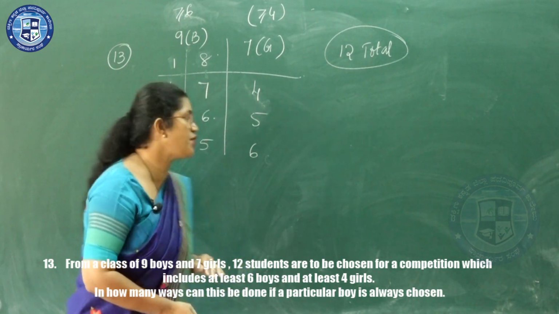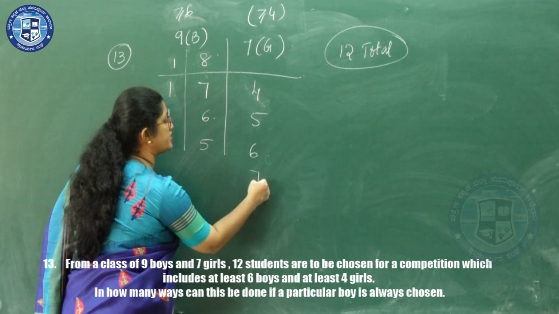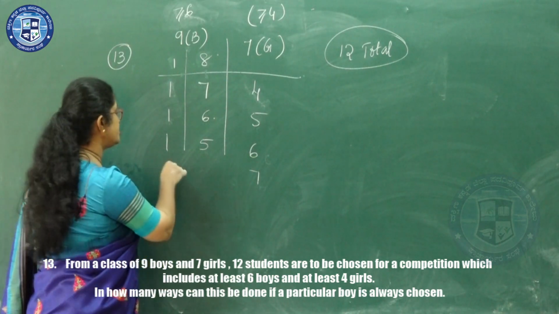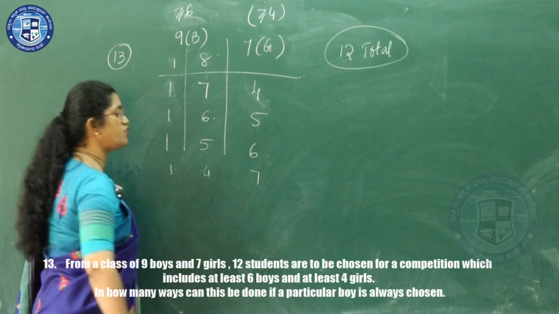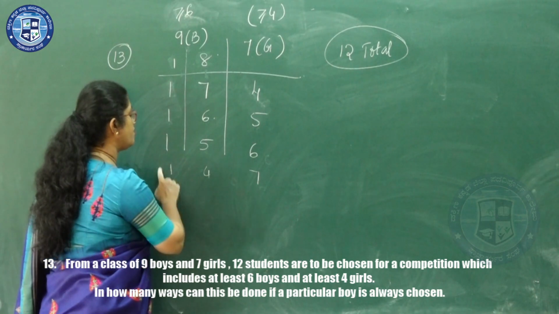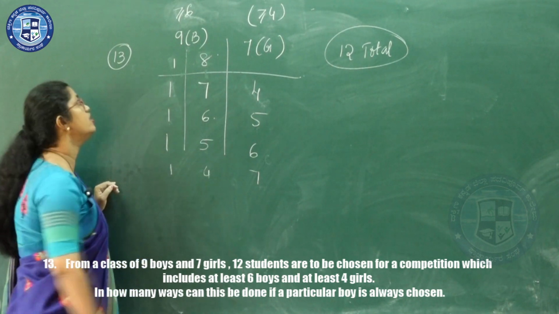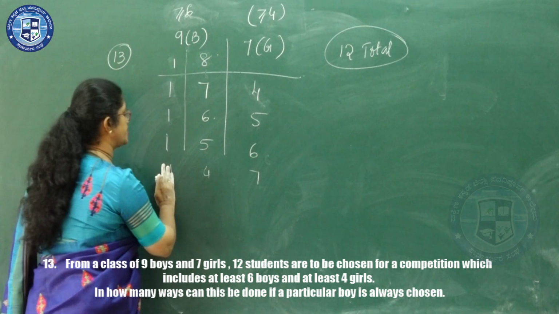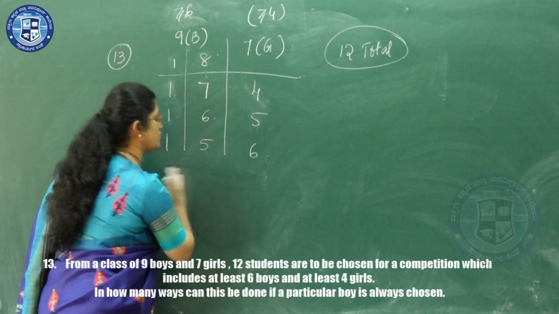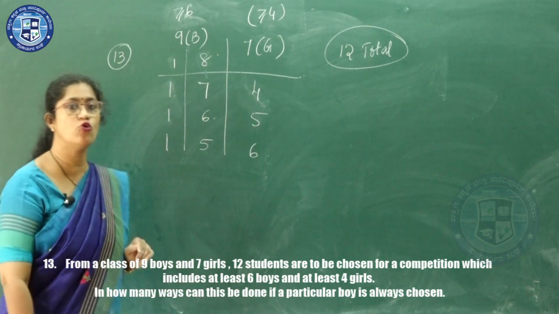Now what about the next one? If I take the next one here, there will be 7 girls. 1 is already chosen and this will be 4. Now the total number of boys will become 5. It does not satisfy this condition. So this is not possible. So these are the only 3 options.